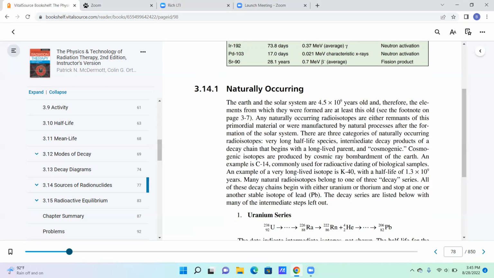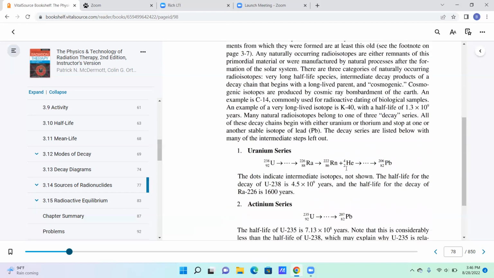You've got the very long half-life species, the intermediate decay products of a decay chain that begin with a long-lived parent, and cosmogenic. Cosmogenic isotopes are produced by cosmic ray bombardment of the Earth. An example is C-14, which is commonly used for radioactive dating. An example of a very long-lived isotope is K-40. Many natural radioisotopes belong to one of the three decay series.